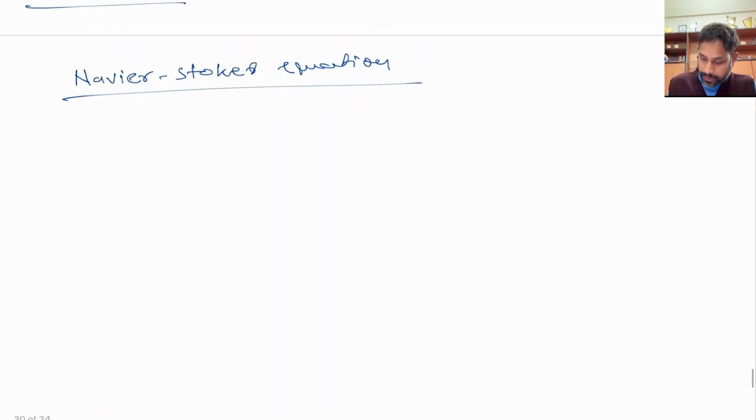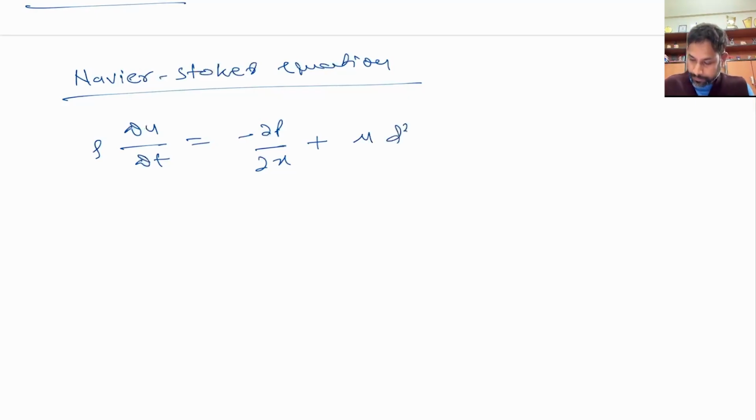Okay, which we can write as du by dt, where we have rho term here, minus dp by dx plus mu d square u by dz square. Okay, and this Navier-Stokes equation is in x direction, because we are analyzing velocity in the x direction. That is our velocity of interest.